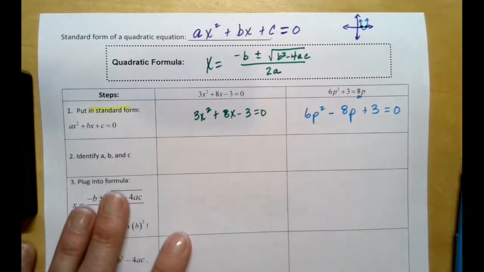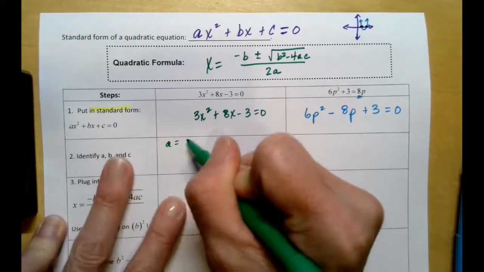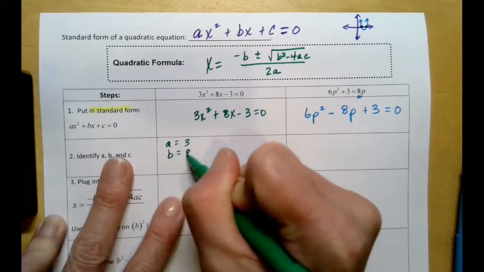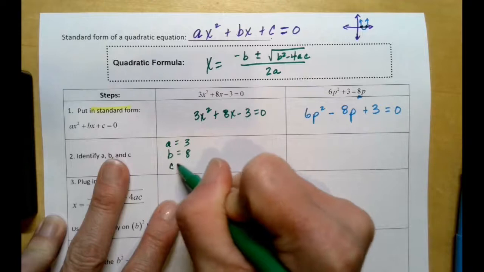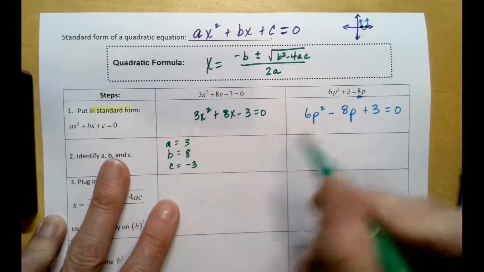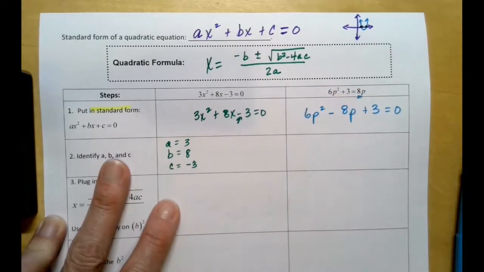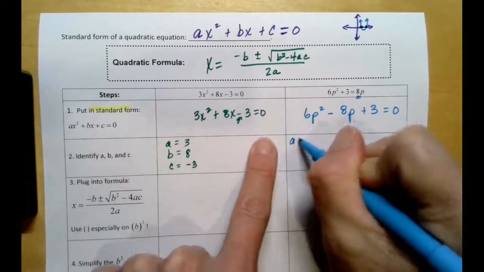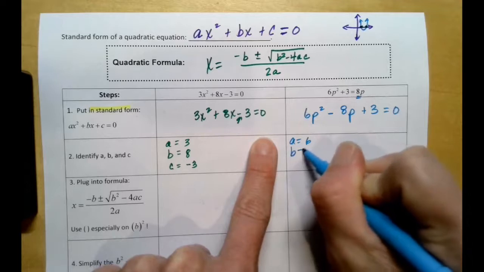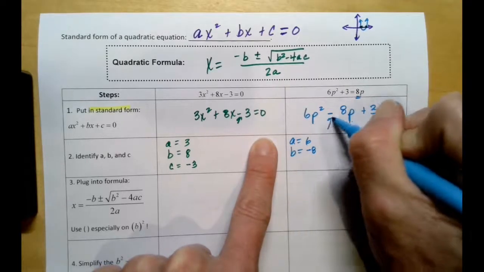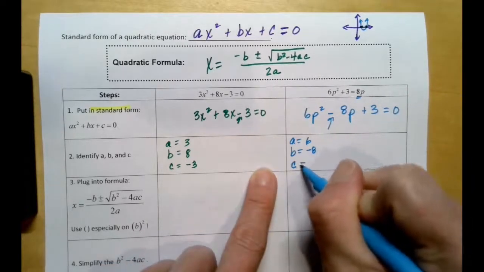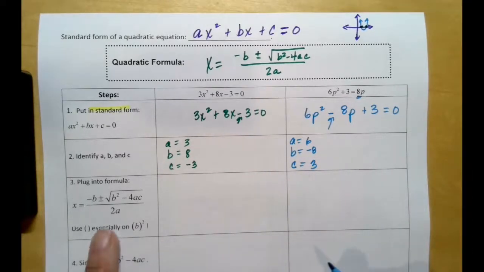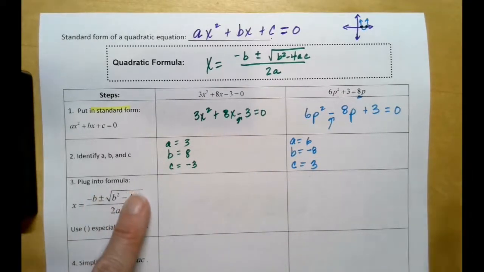All right, let's talk about our a, b, and c. My a here is 3, my b is 8, and my c is negative 3. Make sure you get that negative because that is a minus 3. Let's talk about this one. My a is equal to 6, my b is equal to negative 8. Again, watch that negative. My c is equal to 3.